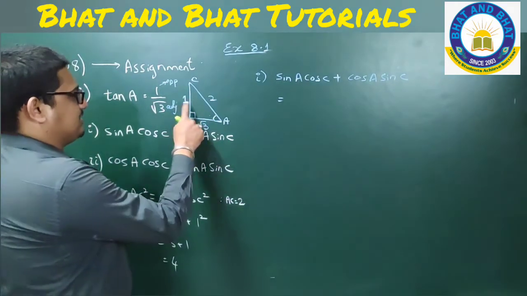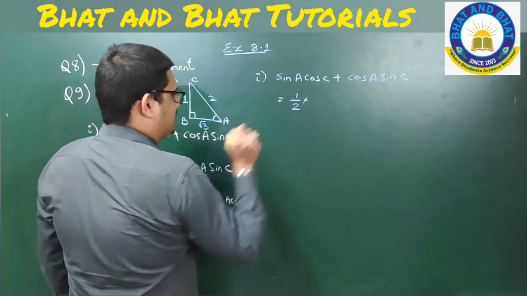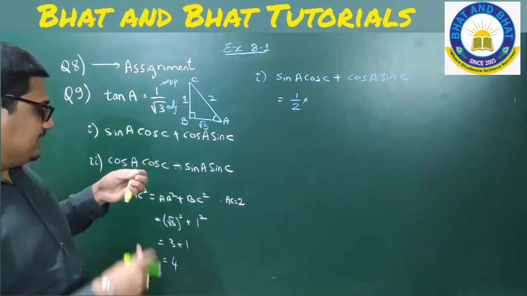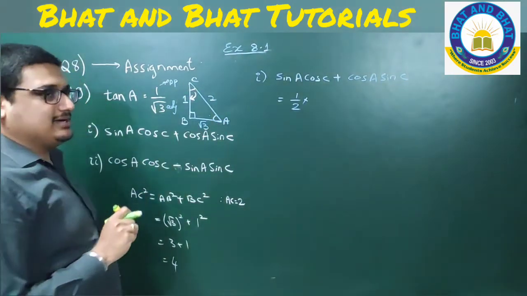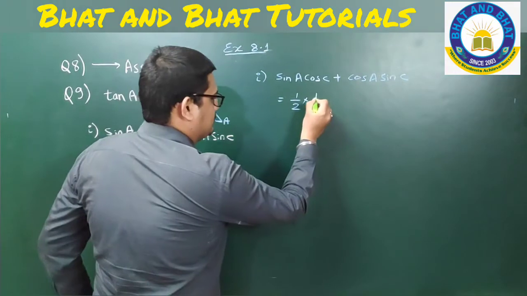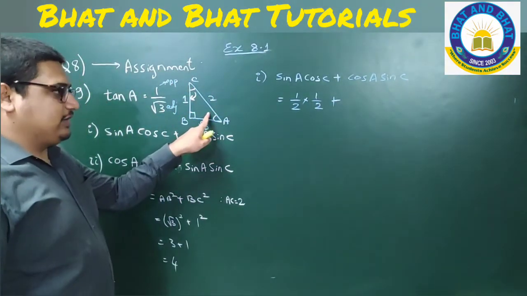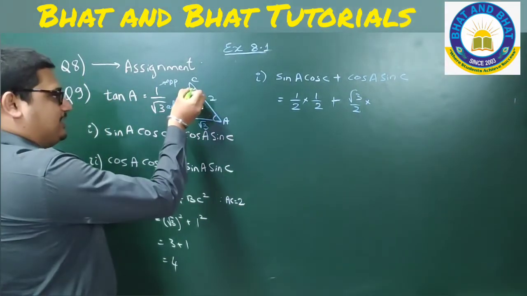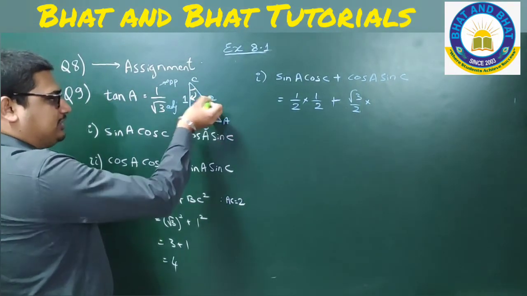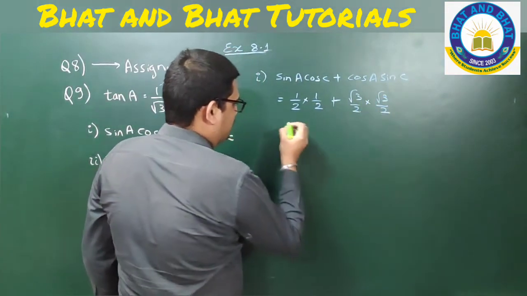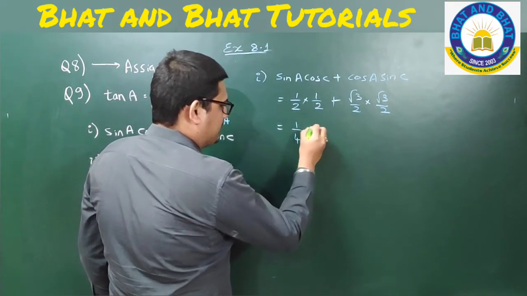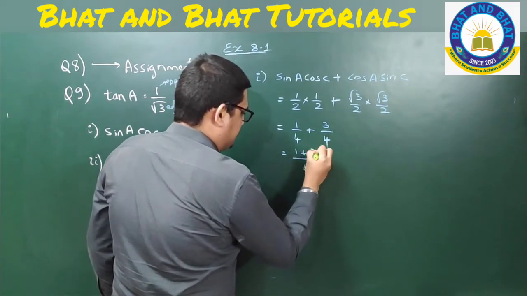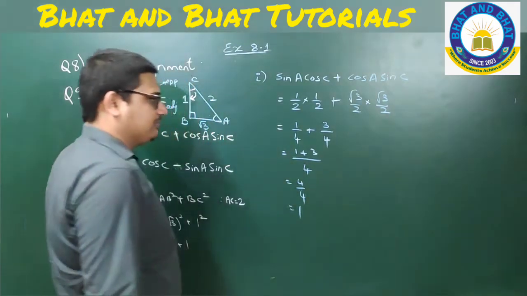Equal to sin A. Sin A is opposite divided by hypotenuse, so 1 by 2, into cos C. Cos C is nothing but what? Cos definition is adjacent divided by hypotenuse. So for angle C, this is the adjacent side, so it becomes again 1 by 2, plus cos A. For cos A, adjacent divided by hypotenuse, so root 3 divided by 2, into sin C. For angle C, root 3 is the opposite side, so opposite divided by hypotenuse, so it becomes root 3 by 2. Which means 1 by 2 into 1 by 2 is 1 by 4, plus root 3 into root 3 is 3, 2 into 2 is 4, which gives me LCM as 4. 1 plus 3 is equal to 4 by 4. Therefore, my answer is 1.